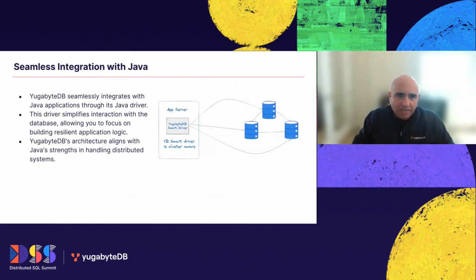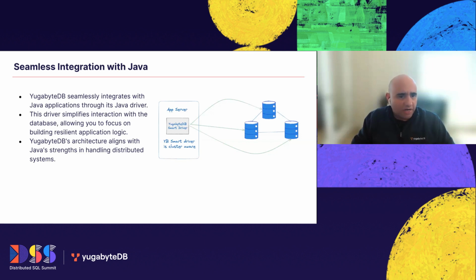So YugabyteDB effortlessly integrates into Java applications through its advanced Java Smart Driver. This driver streamlines your interaction with the database, removing complexities and allowing you to channel your efforts into crafting resilient application logic. The smart driver isn't just smart, it's also cluster aware. It's designed to understand the integrated nature of your database cluster, ensuring optimal performance and reliability. Notably, this smart driver is available for all major coding languages, including Python, Go, and more.